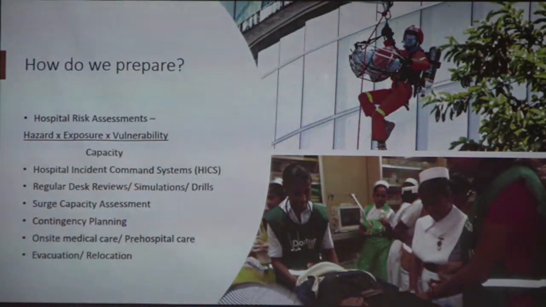And then contingency planning, that is also part of the disaster preparedness planning. That is, what is plan B, if plan A fails, if our main plan is failing, what are the plans for other options. That is basically how our hospital risk assessment and disaster preparedness planning happens.